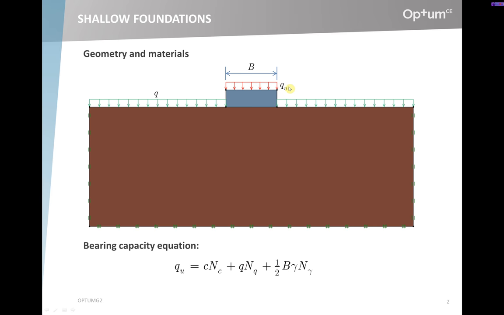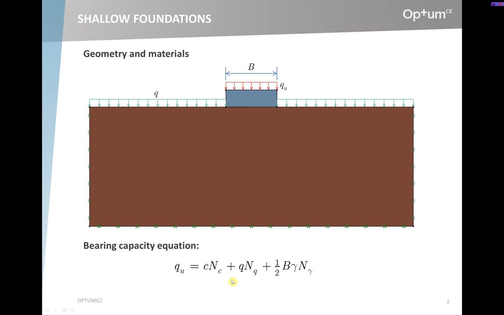We call that Qu. The soil is a Mohr-Coulomb soil with a cohesion, a friction angle, and a unit weight. For the general case, Terzaghi's bearing capacity equation is often used. It's shown down here. So the ultimate limit load is the sum of three contributions related to the cohesion, the surcharge, and the unit weight. We have the three bearing capacity factors, Nc, Nq, and N gamma, which all depend on the friction angle.